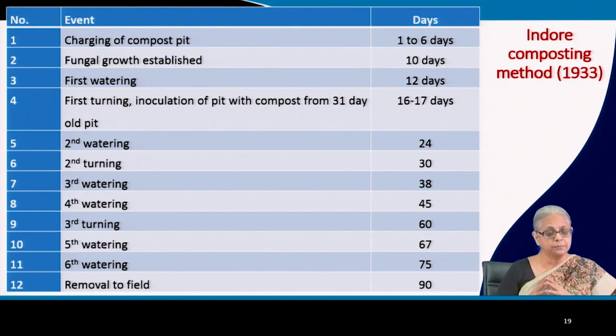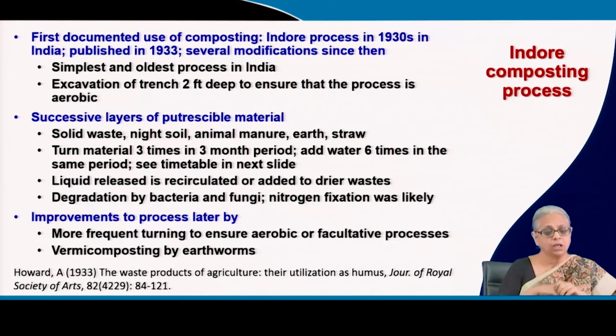Only 3 times, the material was turned only 3 times in a 3-month period, and 6 times water was applied to it over the same period of 90 days. And at the end of 90 days, you get a good quality compost which can be applied directly to the field. So that in a nutshell is how simple the initial process was.